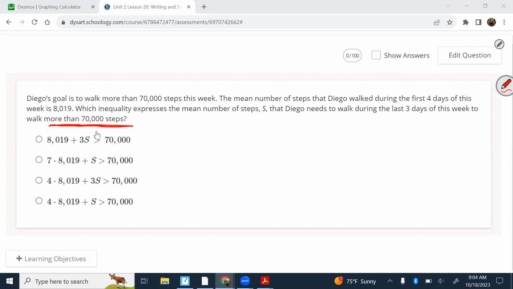So we must have to look at the other things that are involved. It says that the mean, which is another word for average. So on average, for the first 4 days of the week, he walked 8,019. That doesn't necessarily mean that's what he walked each day, but when you average it out, that's how many so far in the week.